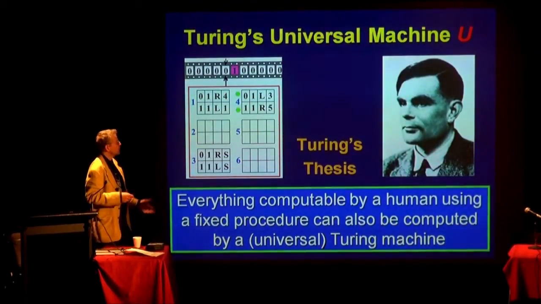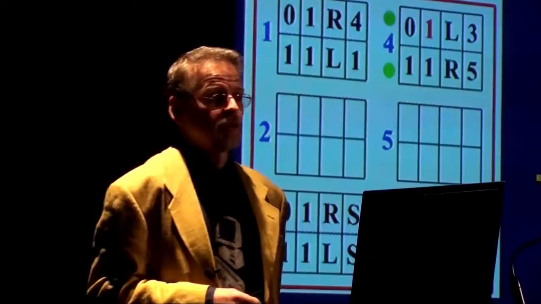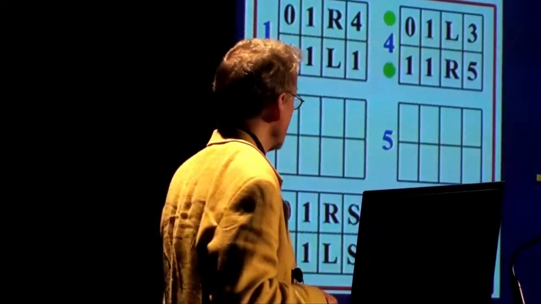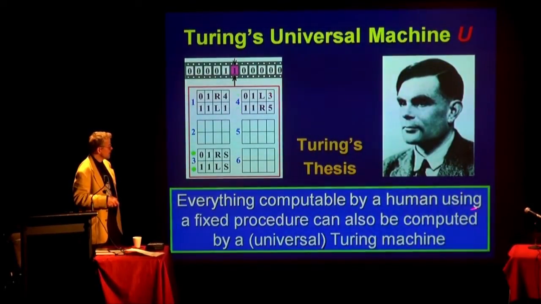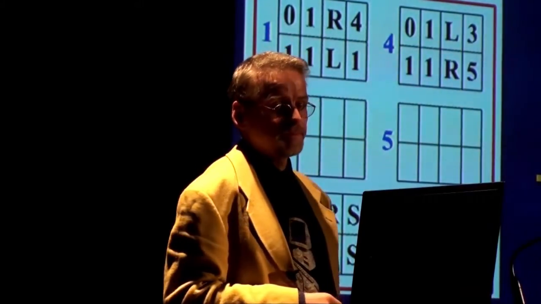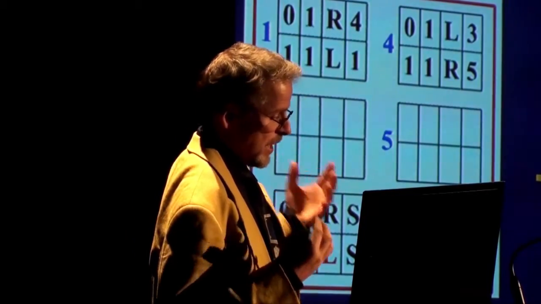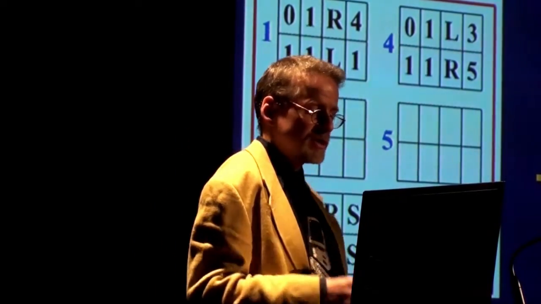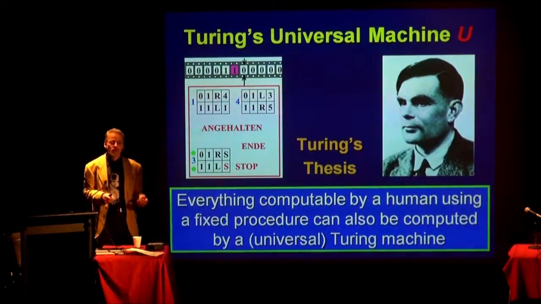And the important point is that there is a single universal Turing machine which can compute all other computable processes. And the Church Turing thesis says that everything computable by a human using a fixed procedure can also be computed by a universal Turing machine. So what is nice about this Turing machine? In Turing's time, it was a great insight that there's a single device which can simulate all other devices.